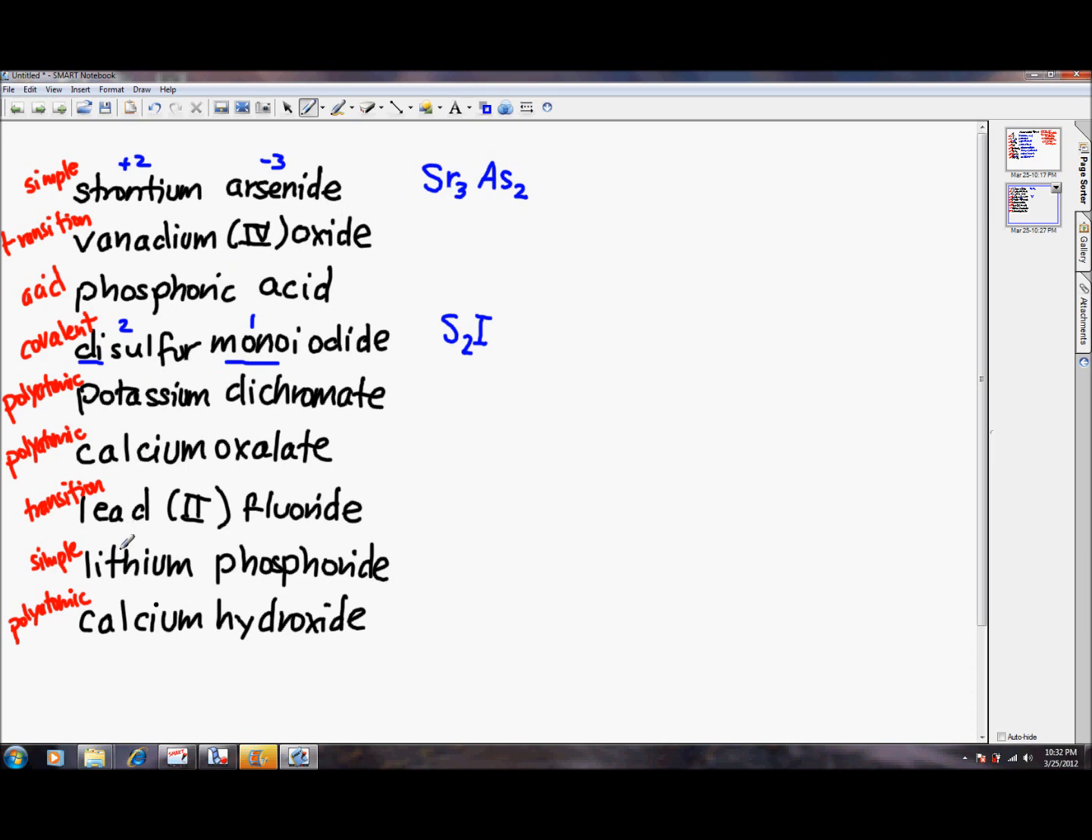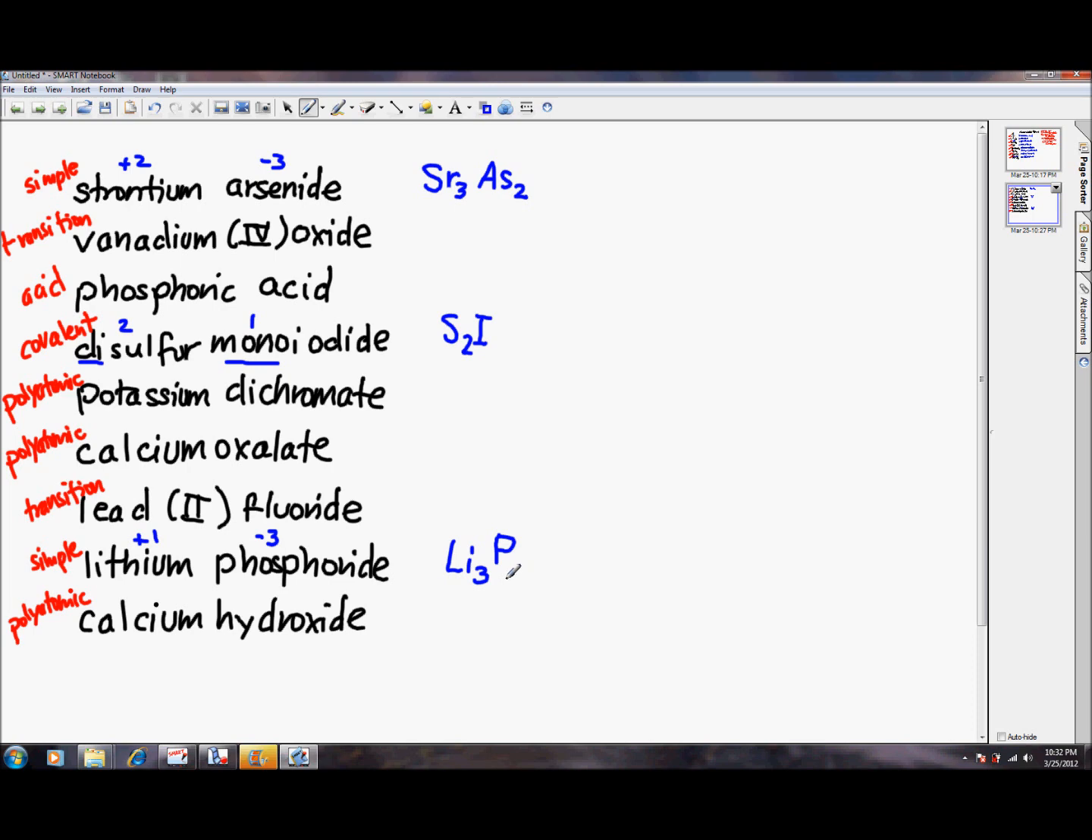Okay, let's do the next simple one. Down here, lithium, positive 1 off the periodic table. Phosphide, that's phosphorus, negative 3. Let's switch the order, so the Li for lithium will get the 3. And P, remember, we don't write 1s. The oxidation numbers, the positive and negative ions, don't appear in the formula.